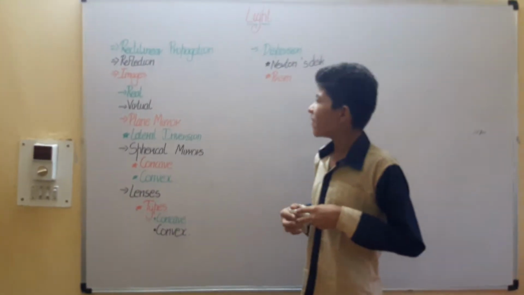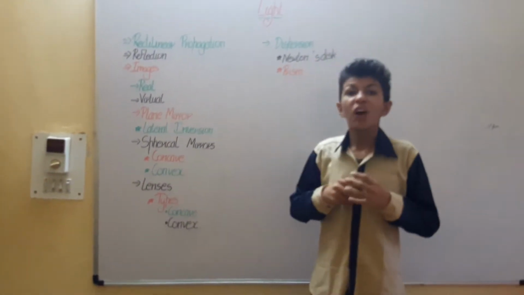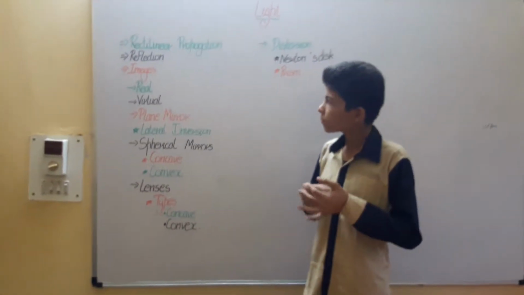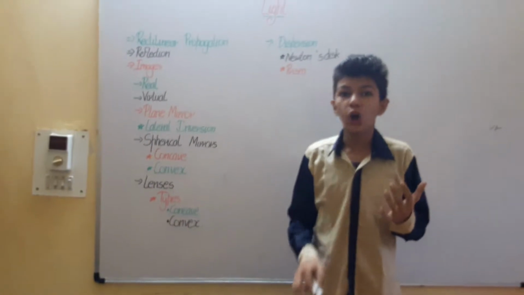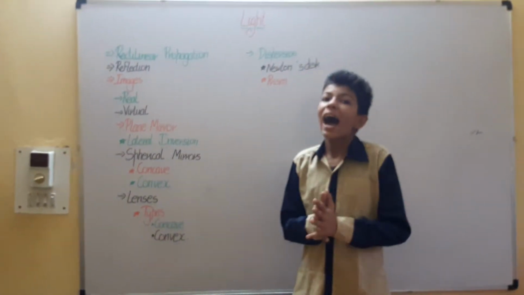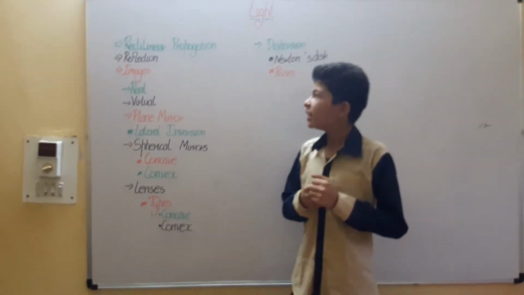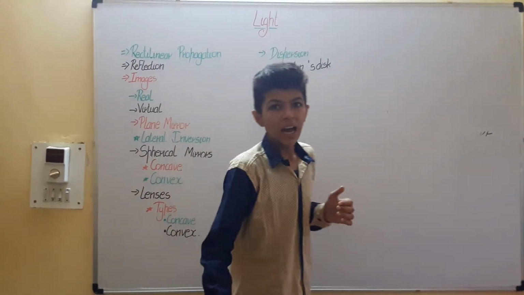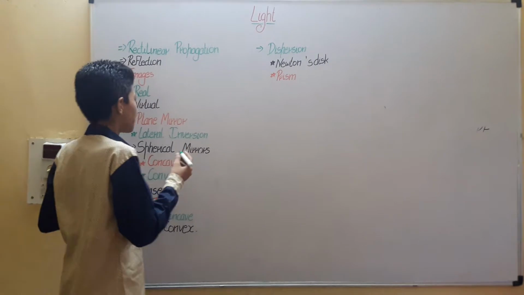Next we have the images. What are the different types of images? First, all the images which are formed are classified into two types. These are real image and virtual image. So what are the real images and the virtual images?